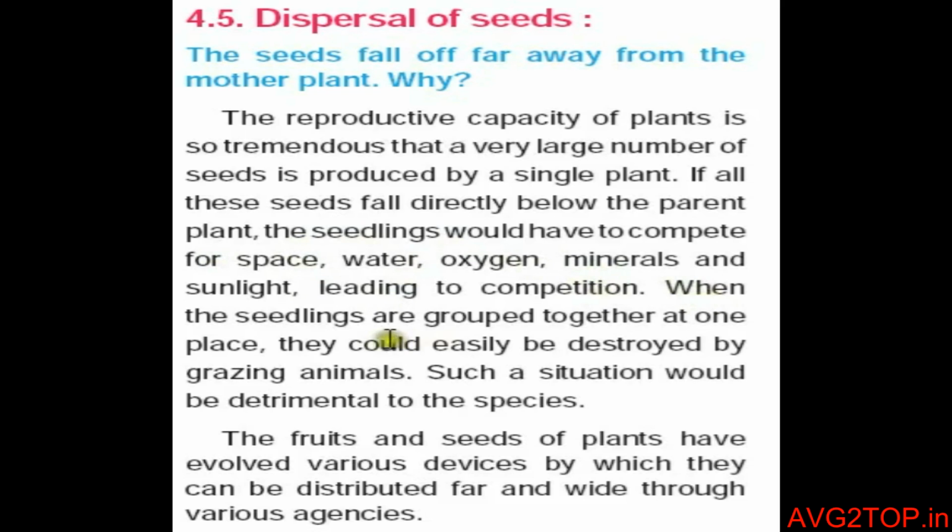And also when seedlings are grouped together at one place, they could be easily destroyed by grazing animals. So such a situation would be detrimental to the species. So the fruits and seeds of plants have evolved various devices by which they can be distributed far away through various agencies. This not only eliminates the unhealthy competitive struggle that would arise from overcrowding, but also ensures the successful spreading and establishment of a species on the earth.